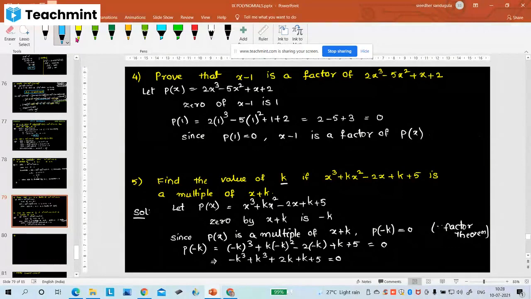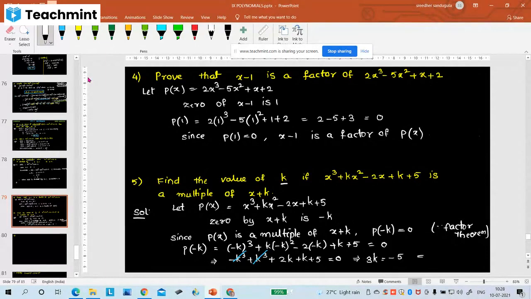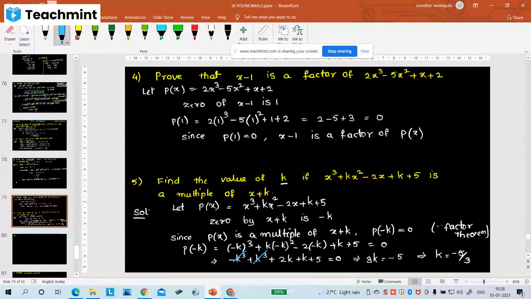Now observe carefully: minus k cube plus k cube are additive inverses of each other. Both will get cancelled. Then you will get 2k plus k, 3k, plus 5 equals 0. If you transpose 5 to the other side, it becomes minus 5. Then the k value you get is minus 5 by 3, children. So this is the value of k. In this way you can find the k value.